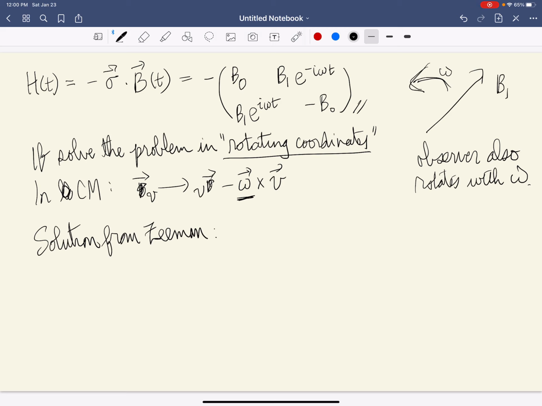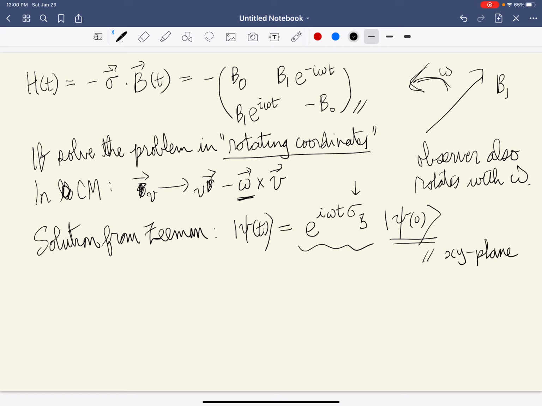Okay, so the Zeeman problem said that if you have a static magnetic field, then you have some sort of phase factor. Let's say the Zeeman field was directed along the z-axis, so this phase factor was proportional to sigma 3, and this operator acted on the initial state. However, if the initial state happened to be lying in the xy plane, then the result of this time evolution is the rotation of the magnetization within the xy plane with the angular frequency of omega.